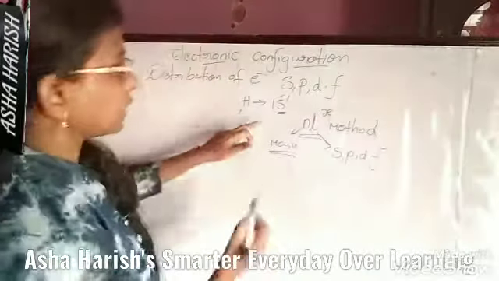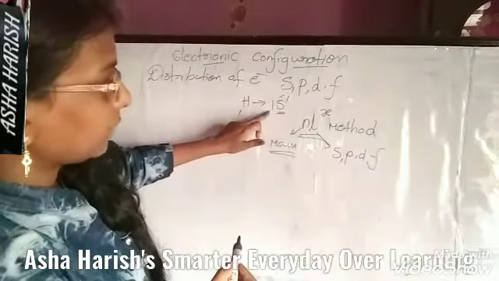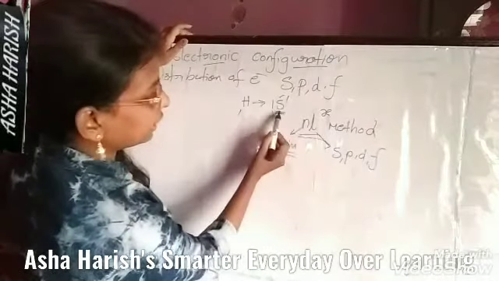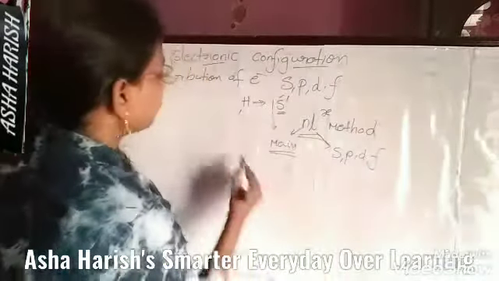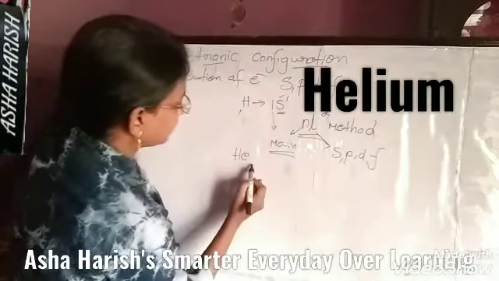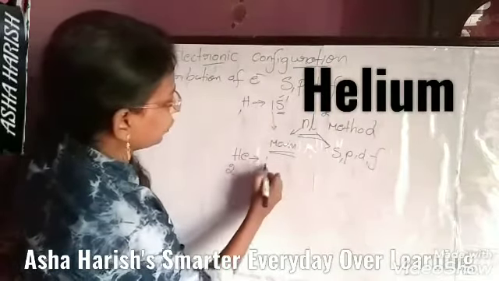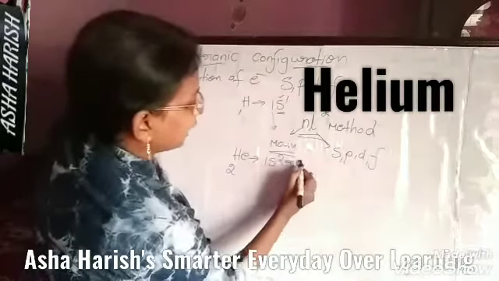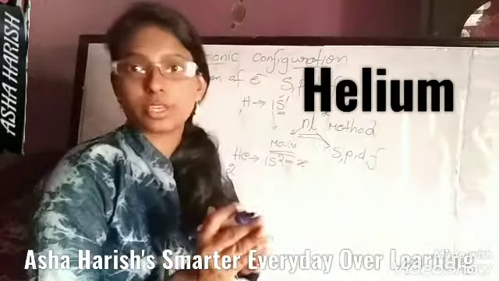For hydrogen I have written 1s1. In the place of n, I have written 1, which indicates the main shell, and in the place of l, I have written s, which indicates the subshell. Now for helium, atomic number 2, the electronic configuration is 1s2. In the place of x, I have written 2, which means the total number of electrons.